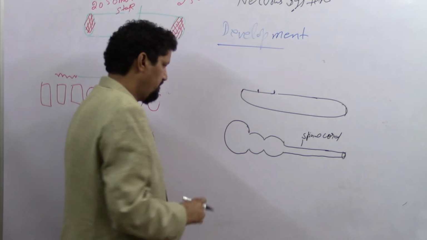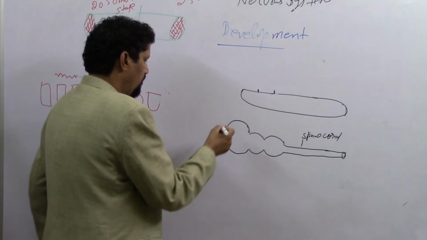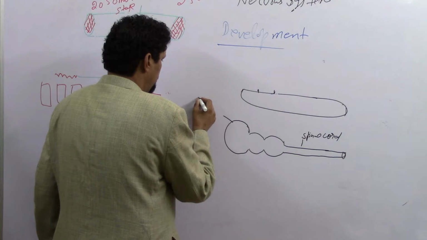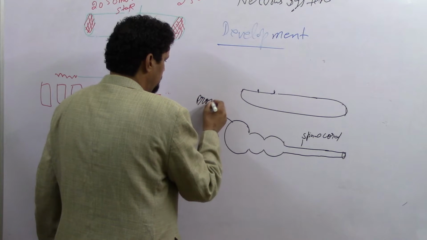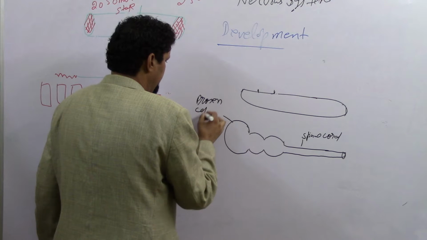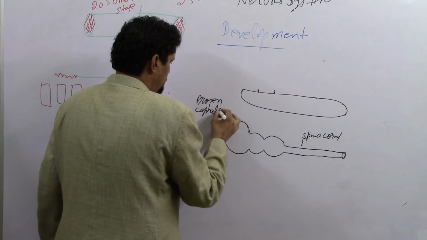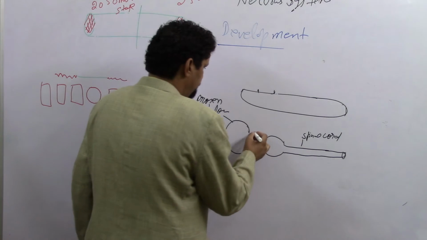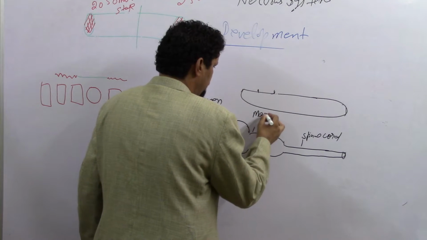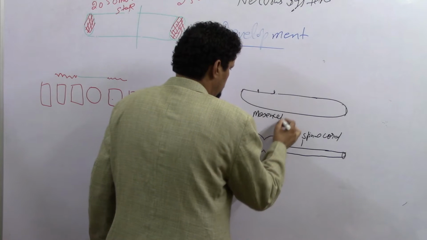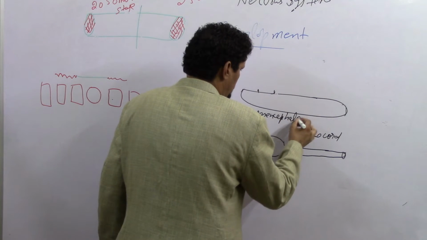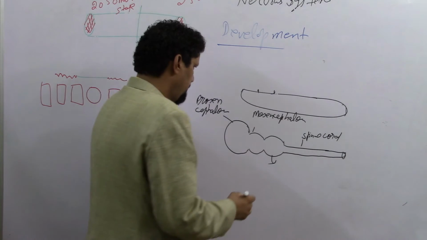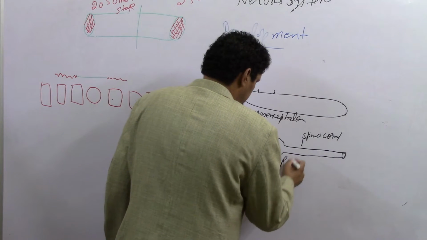The anteriormost big dilatation or vesicle will form the prosencephalon or forebrain. The middle vesicle will form the midbrain or mesencephalon, and the posteriormost dilatation or vesicle will form the hindbrain or rhombencephalon.